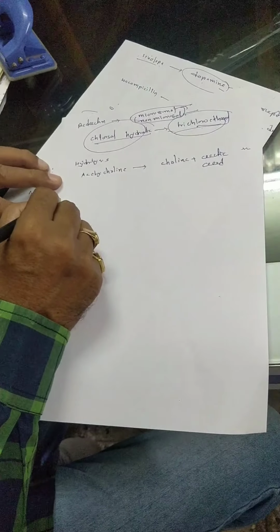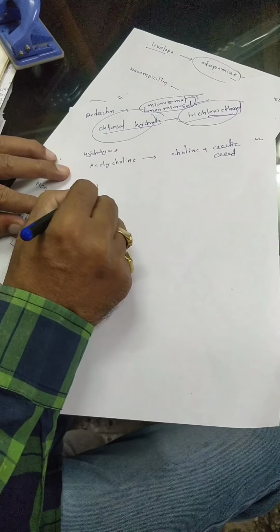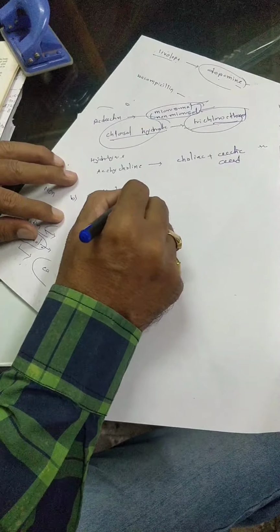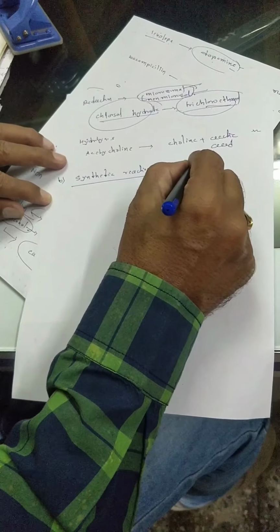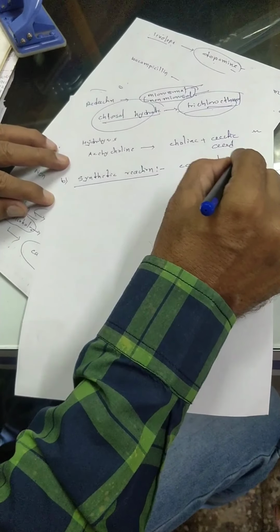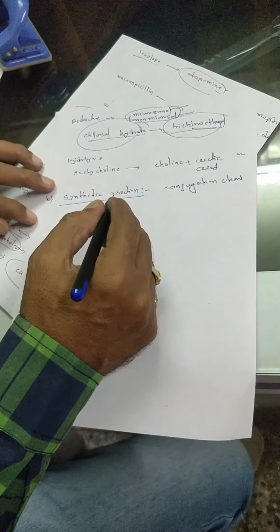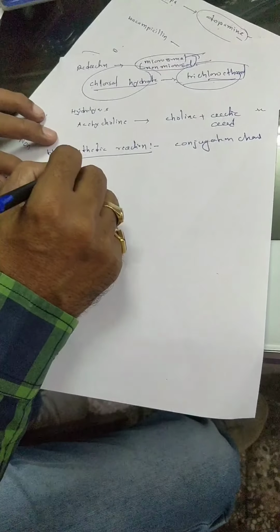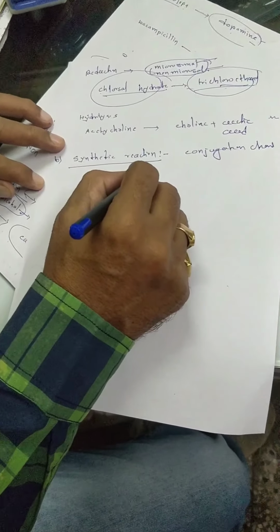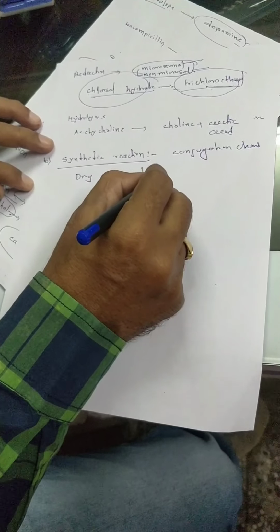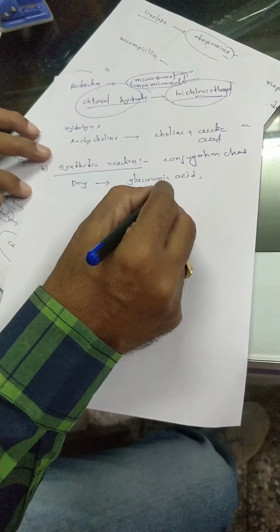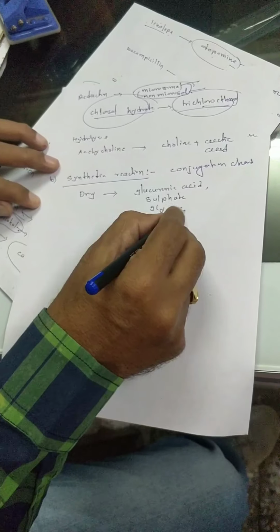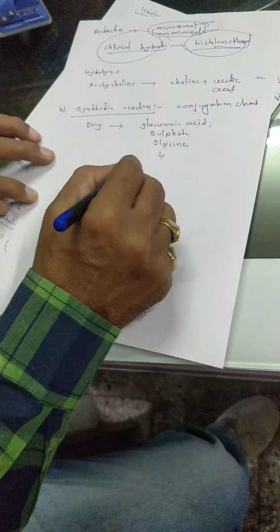Now the second type, synthetic reactions. A synthetic reaction is also called a conjugation reaction, totally prepared synthetically. When the drug goes in the body, it is generally combined with glucuronic acid, sulfate, or glycine, which undergo a chemical process. Which are the processes?